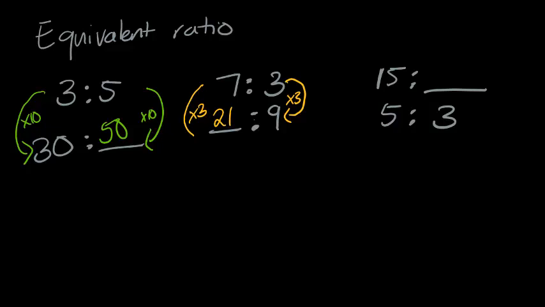Next one, what do I do? I've got 15:blank is the same as 5:3. So what do I do to 15 to get to 5? I'm going to say 15 divided by 3 gives me 5. But now the thing is, if I do that, then I still have to start with a blank. So that doesn't help me. Instead of doing that, I'm going to do the opposite, because I want my arrow to end on the blank. So I want my arrow to end here because that's the answer I want. So I'm going to go this way and I'm going to say 5 times 3 gives me 15. 3 times 3 gives me 9. And that's how you do equivalent ratios.